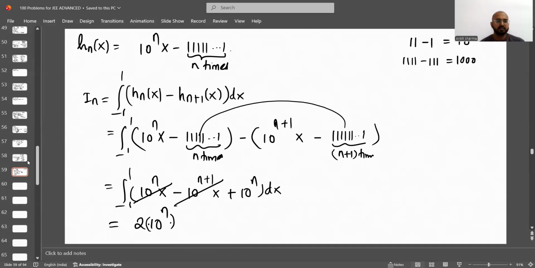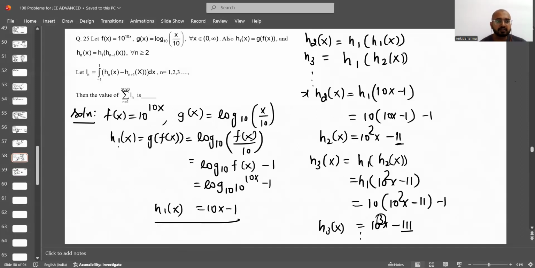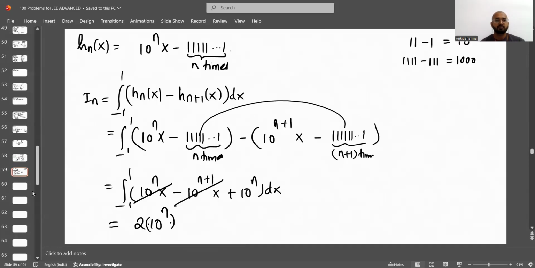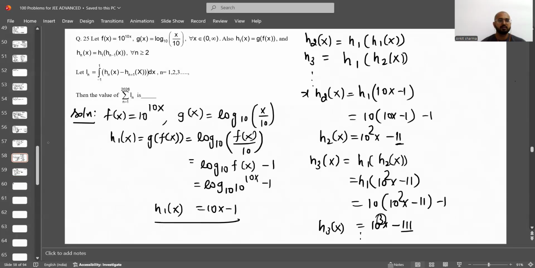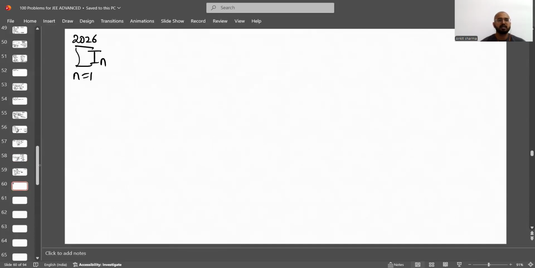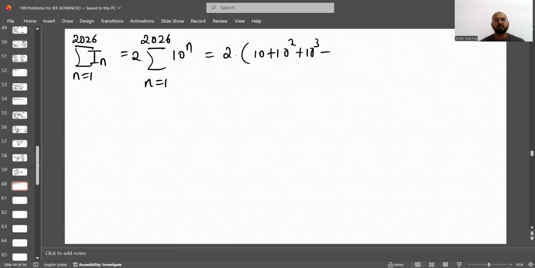So now we need to go ahead with the next part, which is summation. So that means now, sigma from n is equal to 1 to, this is given to be 2026. So let's go ahead with 2026 in. I'll be having sigma n is equal to 1 to 2026. This 2 will be out here, and then I get here 10 to the power n, which is simply a GP. So this will be 2 and then 10 to the power n. It's like this, 10 plus 10 square plus 10 cube and so on up to 10 to the power 2026.